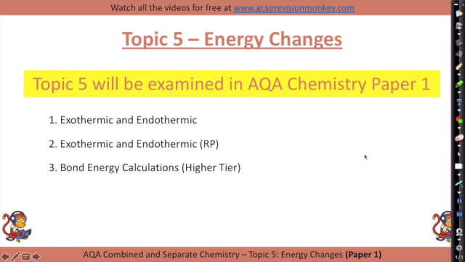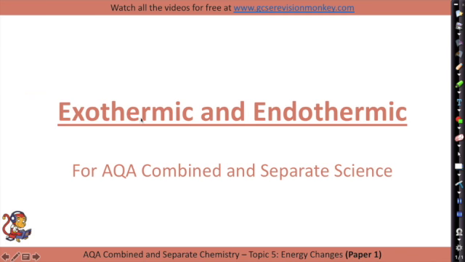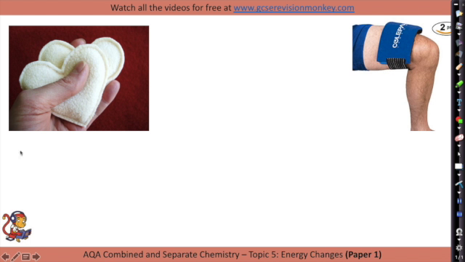Topic 5 is quite a short topic on energy. It includes a required practical and also another calculation which is for higher tier only. We'll start off by talking about exothermic and endothermic reactions. Exothermic reactions give out heat to the environment, or the surroundings as we call it. So exo, like exit, you're going out, so that might help you remember that exo means give out heat to the surroundings. And there's several different reactions.